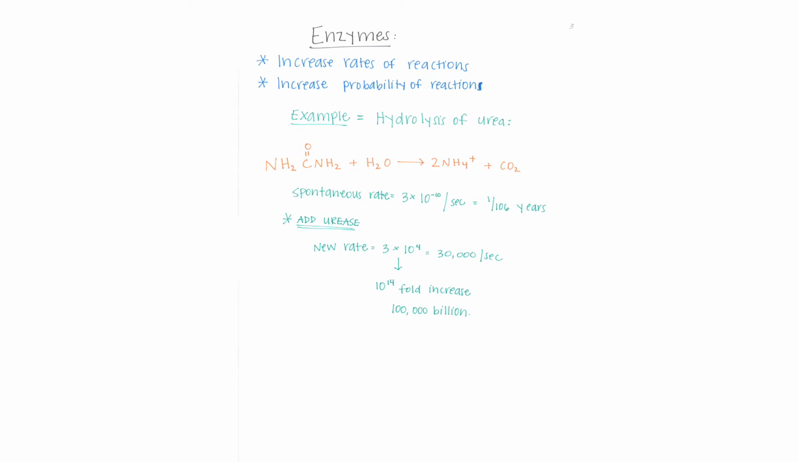But you add urease, which is an enzyme that degrades or hydrolyzes urea. All you do is you add this protein to the solution, and the new rate goes from 3 times 10 to the minus 10th to 3 times 10 to the 4th. That's 30,000 per second. So 30,000 urea molecules hydrolyzed per second. It's a 100,000 billion fold increase in the rate of the reaction. So it's pretty clear these things increase rates of reactions that would occur otherwise, but extremely rarely or extremely slowly.